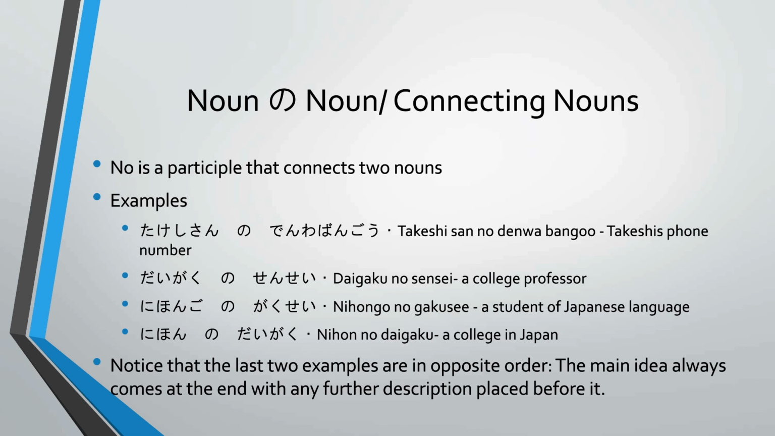So these are just ways that you would refer. If you notice, the last two examples are in opposite order. The main idea always comes at the end with any further description placed before it. So that's just something to keep in mind when you start making more complex sentences.